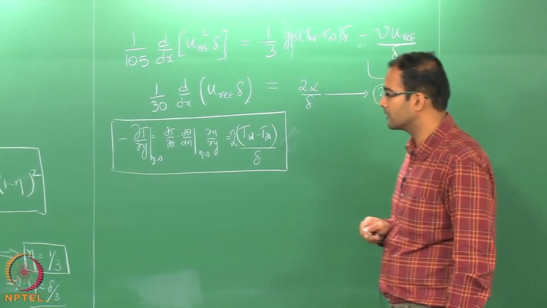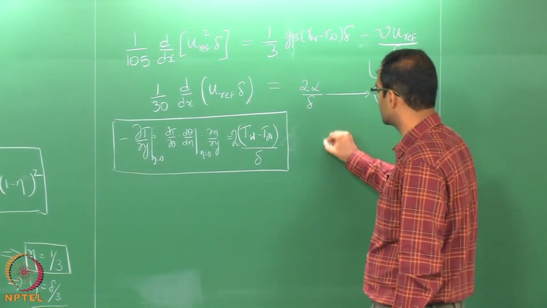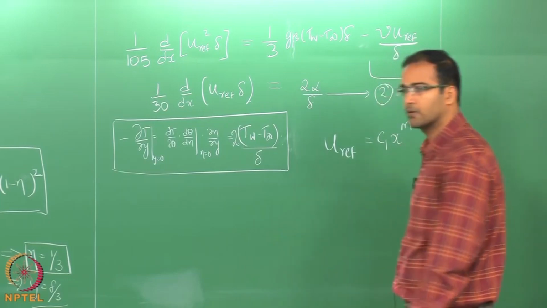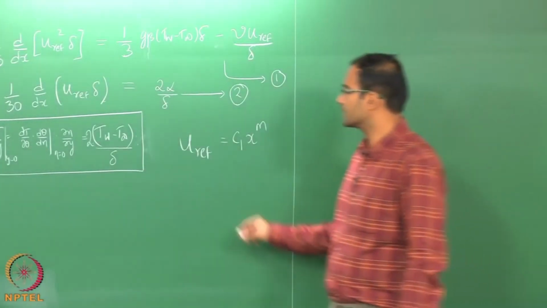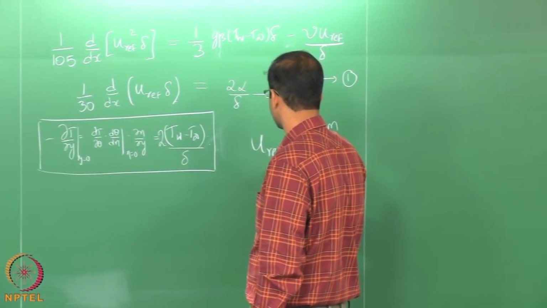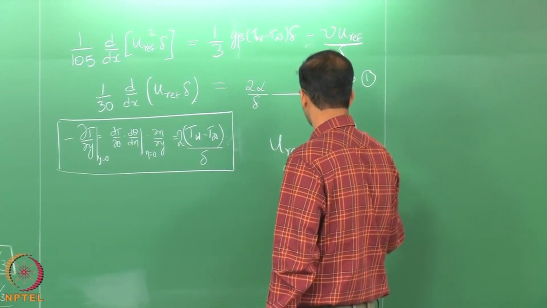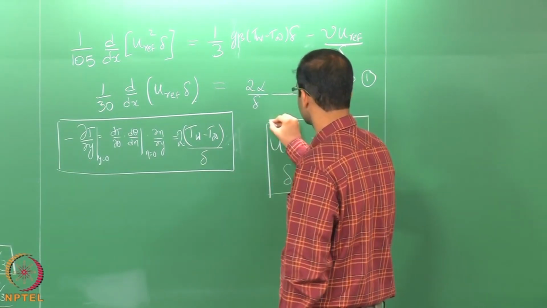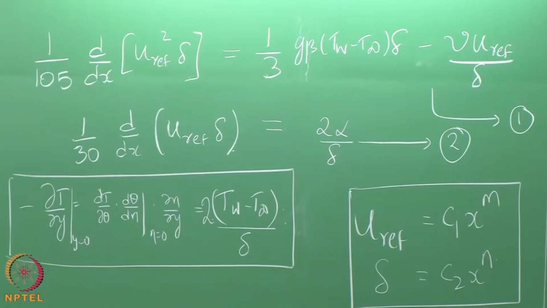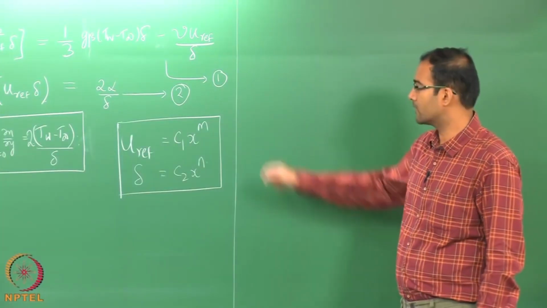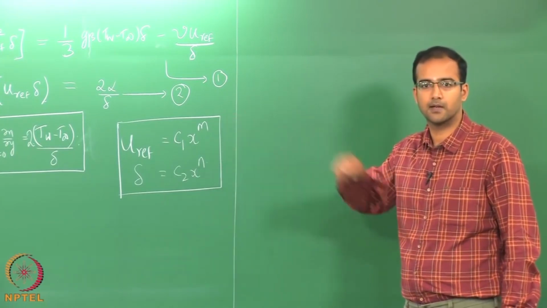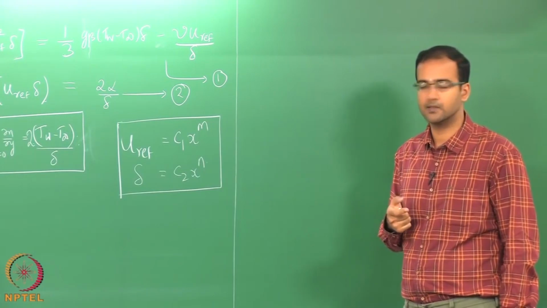Okay. So, therefore, let us make an approximation that U reference is equal to C1 x power m. So, this is how it varies. Okay. Similarly, let us make an approximation that delta varies as C2 x power n. From the scaling analysis, when we did the similarity solution, we know these constant exponents m and n. Do you remember what these m and n were from the similarity solution?